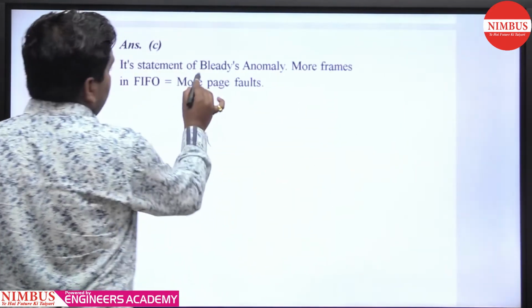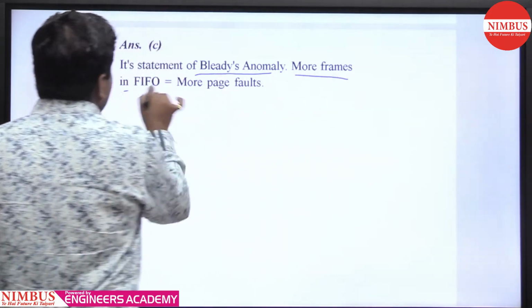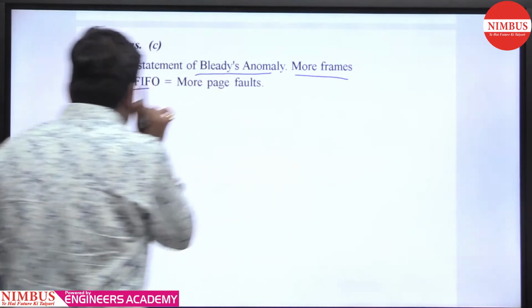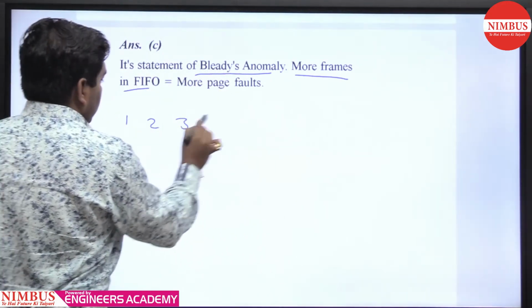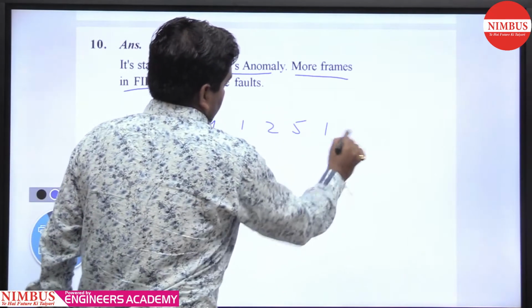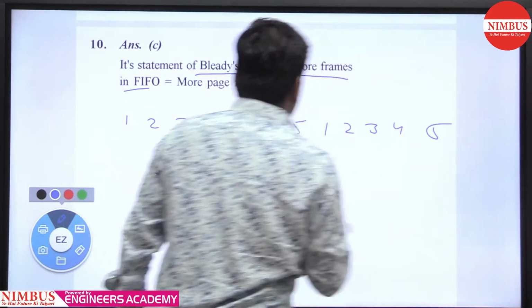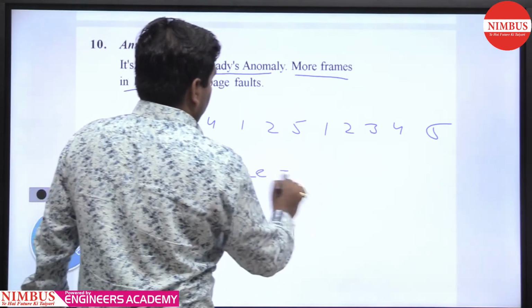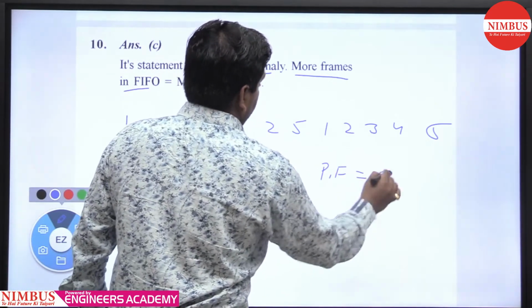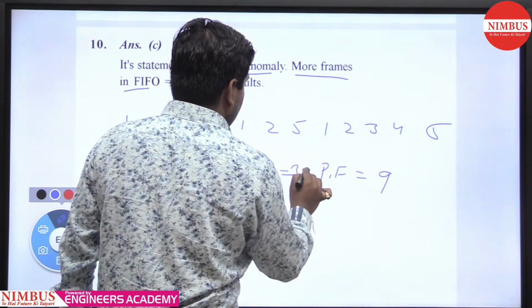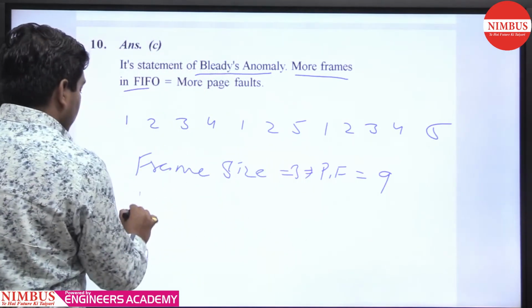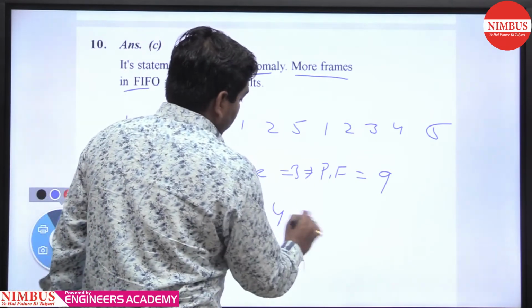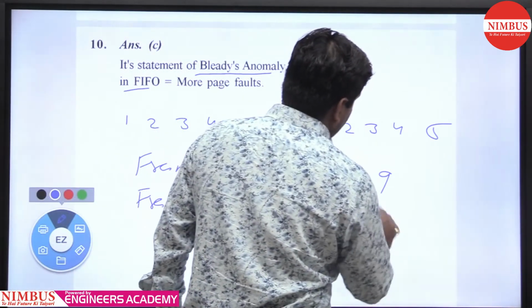In this statement, Belady's anomaly, more frames in, but this is not applied for all strings. This is the exceptional case, and the reference string is given. When you take frame size 3 under the FIFO policy, you get page faults 9. Frame size equal to 3, then you get page faults 9, and when you take frame size 4, then the number of page faults is 10.